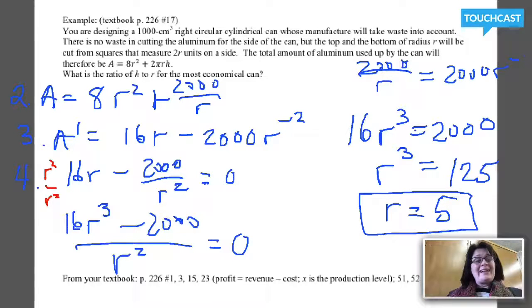All right, so I haven't quite answered their question yet, but I want to stop at this moment and say that we have a critical point. That's great. We found a solution of A prime equals 0, so we're going to have to go back and make that chart. But before we do that, hold on one second.